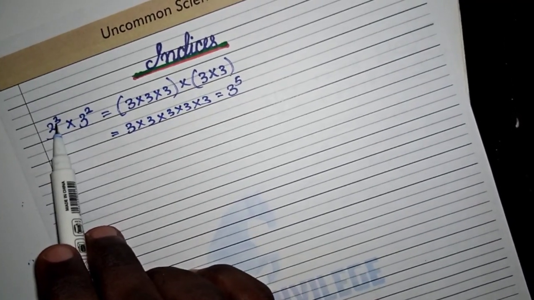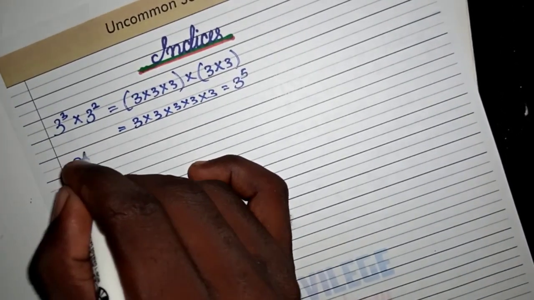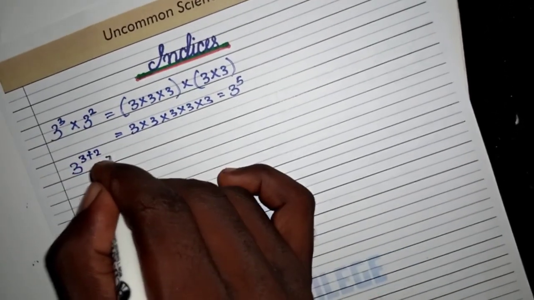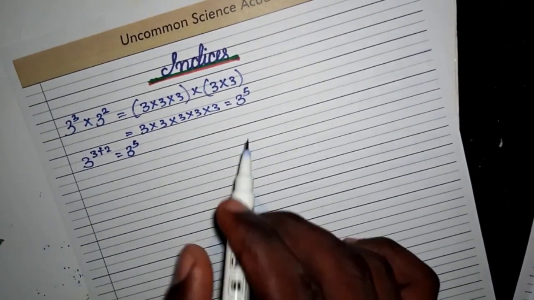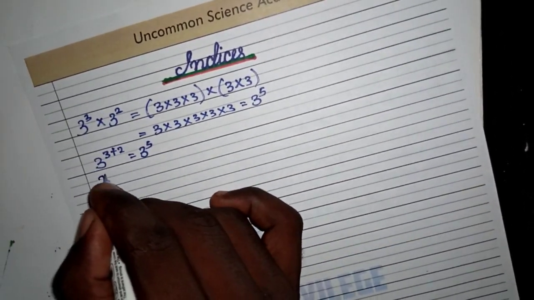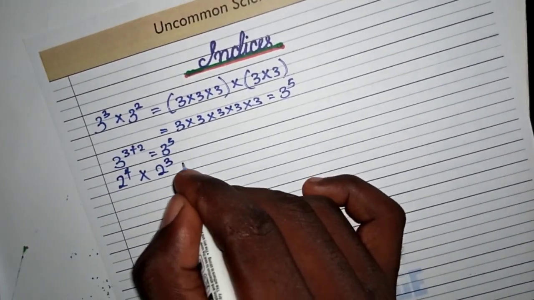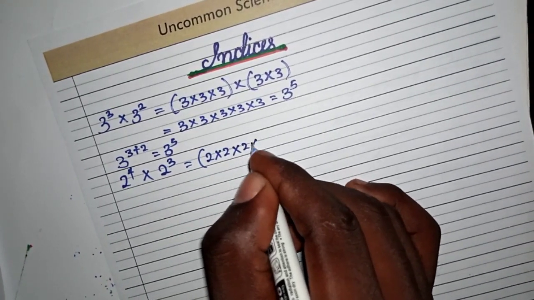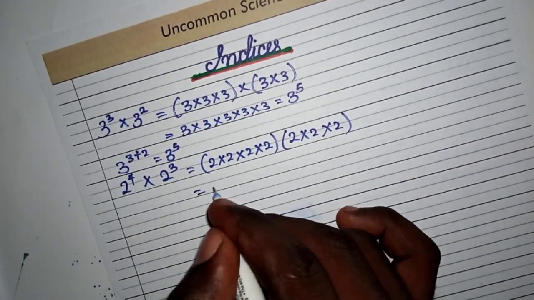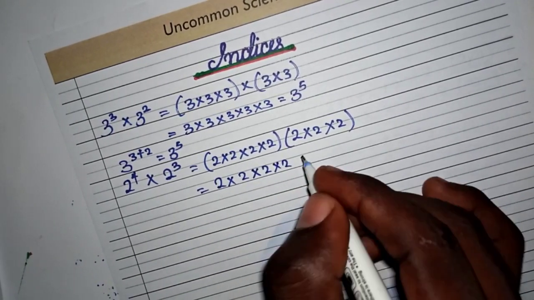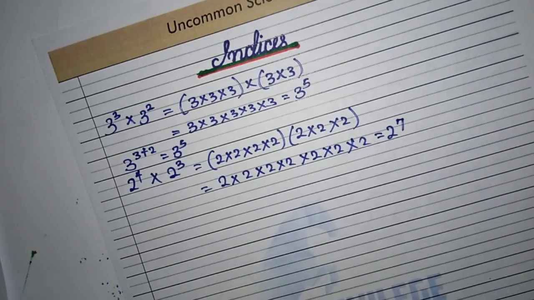But if you observe the powers, which are 3 and 2, if I add them together, won't I have 5? Yes, I will. So I can say 3 plus 2 is 5, giving 3 to the power of 5. Now let's see if this would be the same thing for another number. Let's say I have 2 to the power of 4 times 2 to the power of 3, for instance. This should become 2 times 2 times 2 times 2, and this will become 2 times 2 times 2. Which in turn is 2 times 2 times 2 times 2 times 2 times 2 times 2. And this will give us 2 to the power of 7.